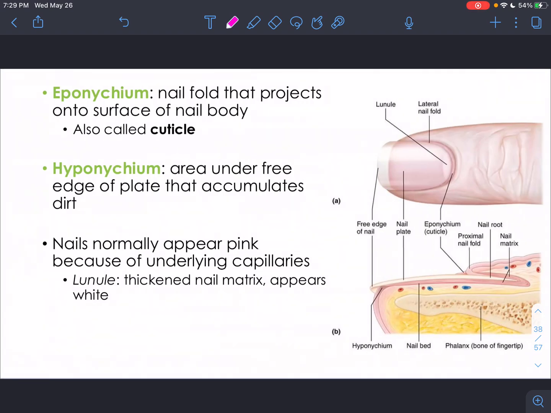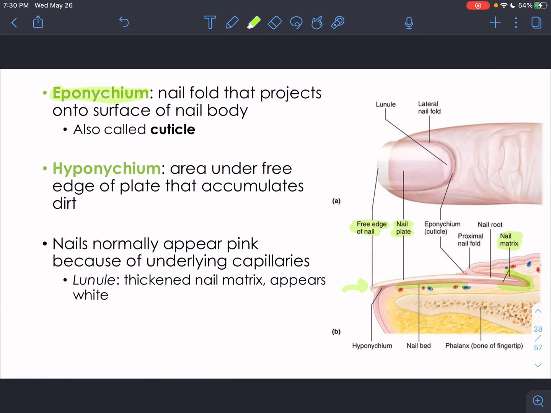So I'll first go over the ones I just talked about. We have the free edge of the nail, which is the part of the nail that overhangs, that you would cut. The nail bed is the epidermis that's underneath the nail itself. The nail plate is the top part of the nail that you would paint. The nail matrix is the part of the nail bed that's very deep here and is what's responsible for growing the nail.